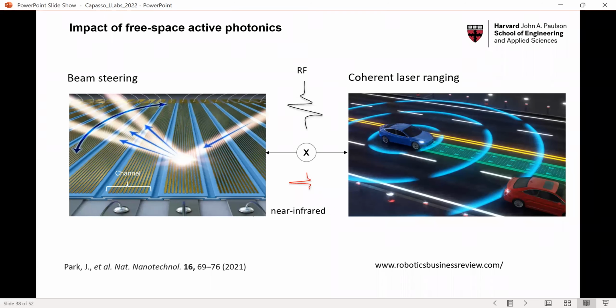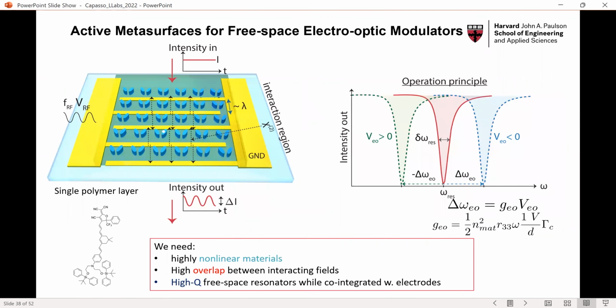And it's about doing free space active photonics here, which has application in beam steering, coherent laser ranging, and so forth. So here we design, again, to use an existing platform. There's been tremendous progress in the last 10 years in organic polymers with high electro-optic coefficient. The pioneer is Professor Larry Dalton at University of Wisconsin. And so this is a collaboration with his group.